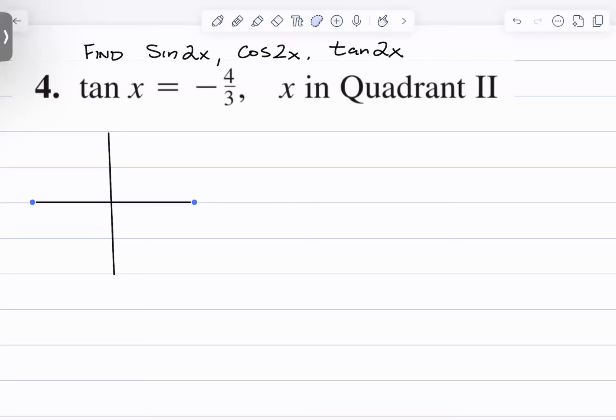You're welcome, everybody. This is 7.3, just example problems on your homework.